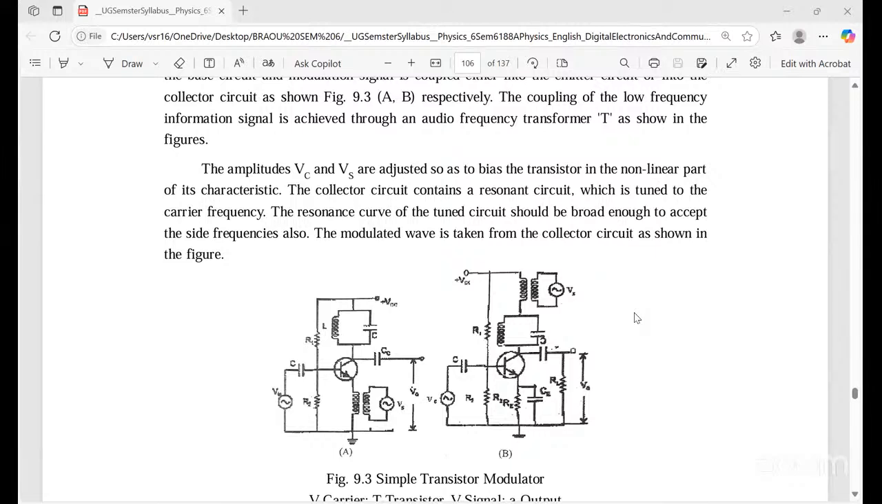So the amplitudes of the carrier wave as well as the signal wave, Vc and Vs, are adjusted so as to bias the transistor to operate on the nonlinear part of its characteristics. Here the collector circuit contains a resonant circuit. LC combination is a resonant circuit, which is tuned to the carrier frequency. The resonant curve of the tuned circuit should be broad enough to accept the side frequencies also. So the modulated wave is taken from the collector circuit. This is the collector, the upper one. The center is the base and the bottom is the emitter circuit.